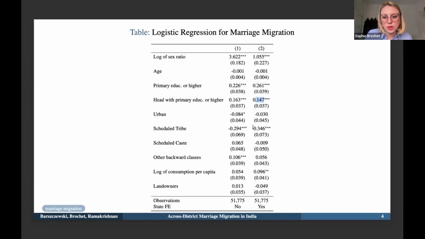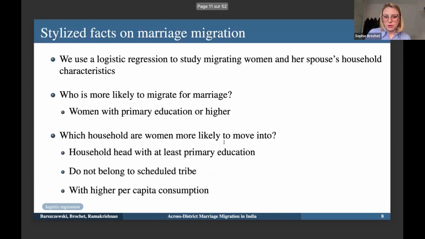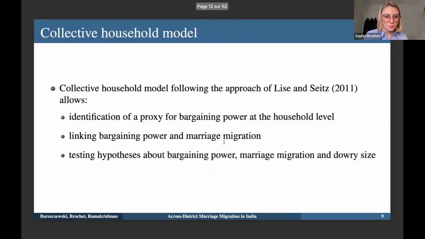They are less likely to move in households that belong to Schedule 5, which means groups that are discriminated against. And they also tend to move to households with higher consumption per capita. So we observe the specificity of women. Now, so far, it doesn't tell us exactly about their bargaining power. So we're going to move on to our model.